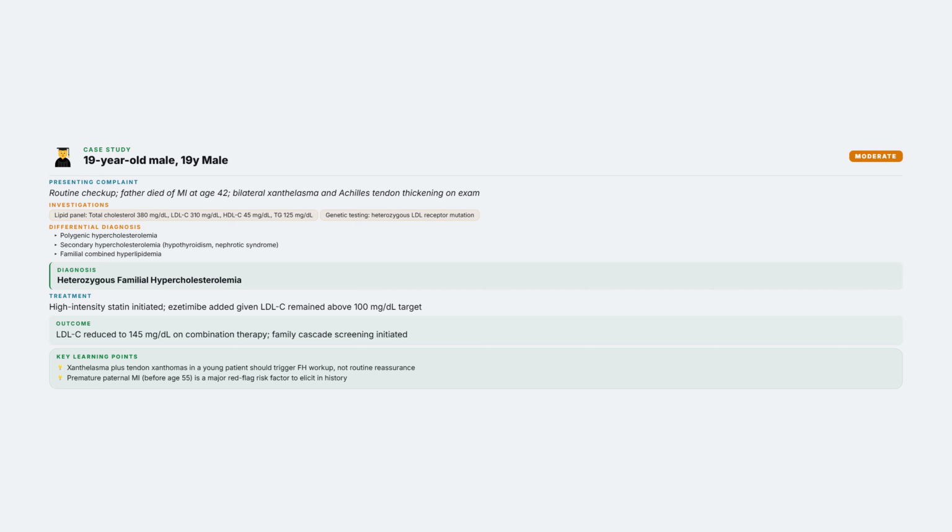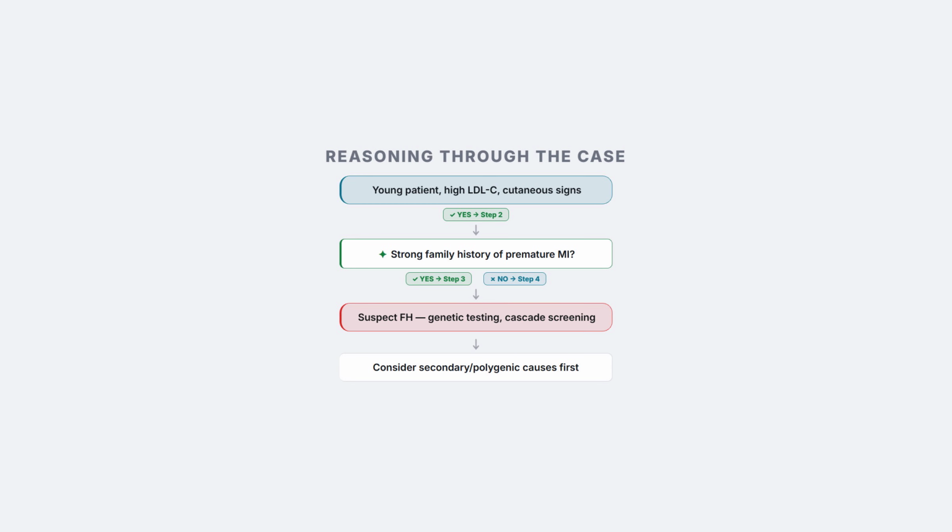Let's close by putting all of it to work on one integrated case. A 19-year-old male presents for a routine checkup. His father died of a myocardial infarction at age 42. Exam reveals bilateral xanthelasma and Achilles tendon thickening. Work through the reasoning the way an exam wants you to. Young age plus family history plus physical signs points to a genetic cause, not lifestyle. Elevated ApoB100-containing particles from birth explains both the xanthelasma and the LDL number, and statin plus ezetimibe targets two separate points in the same pathway.